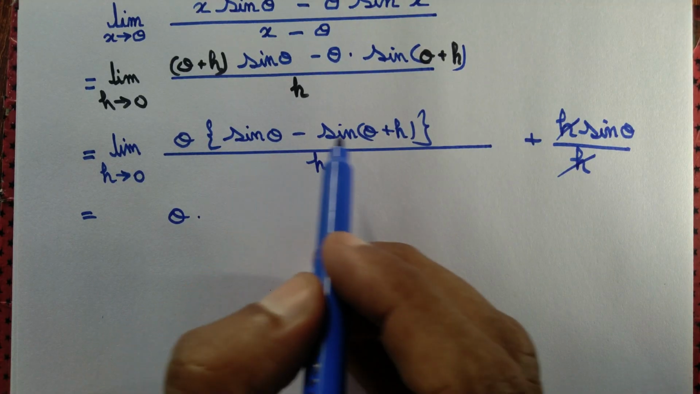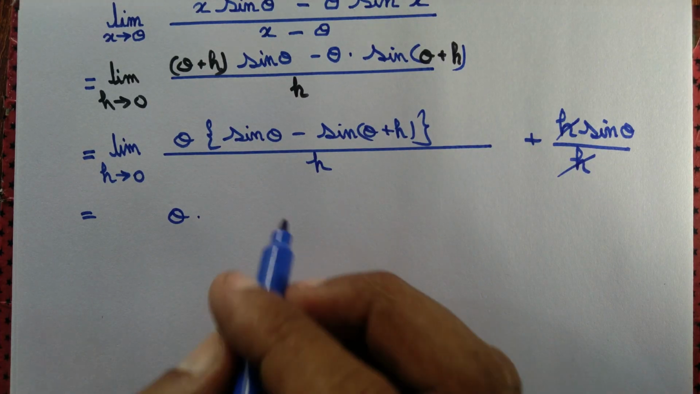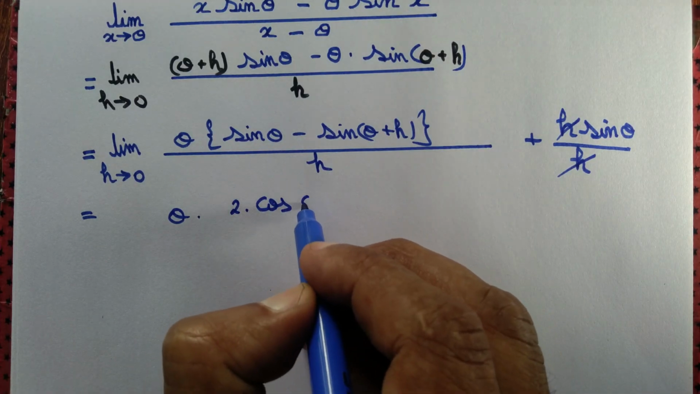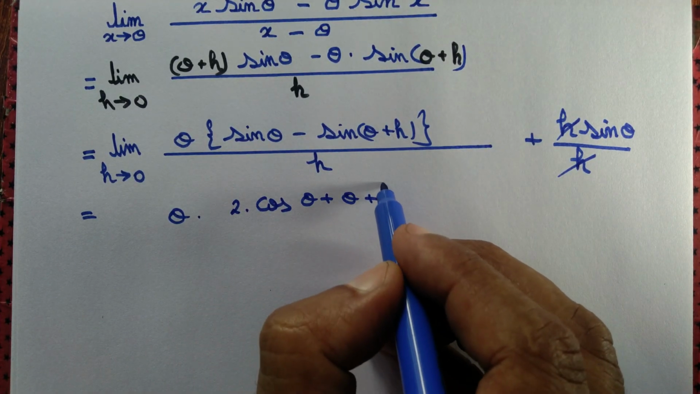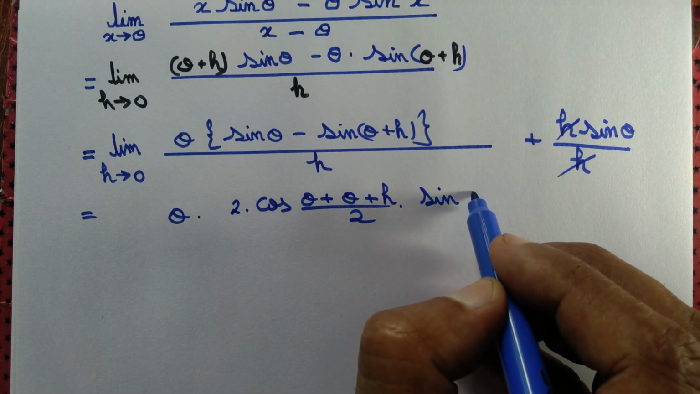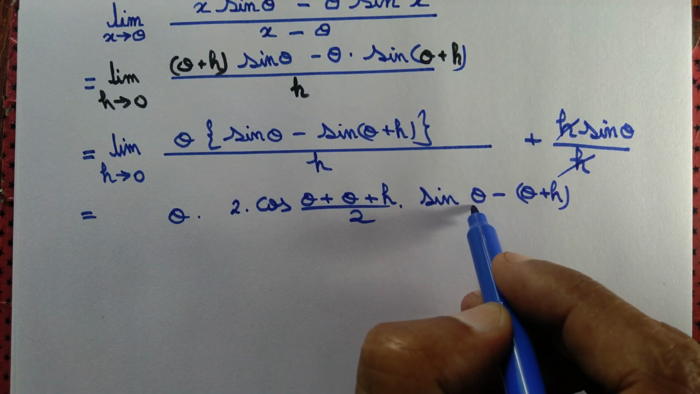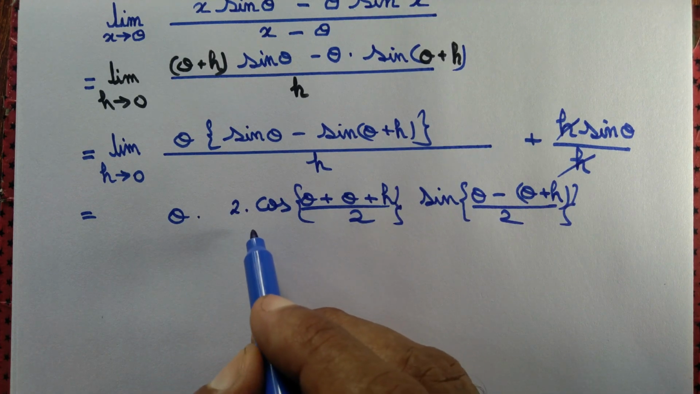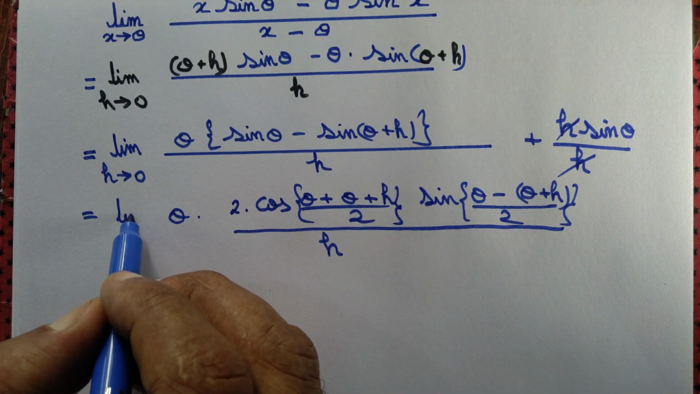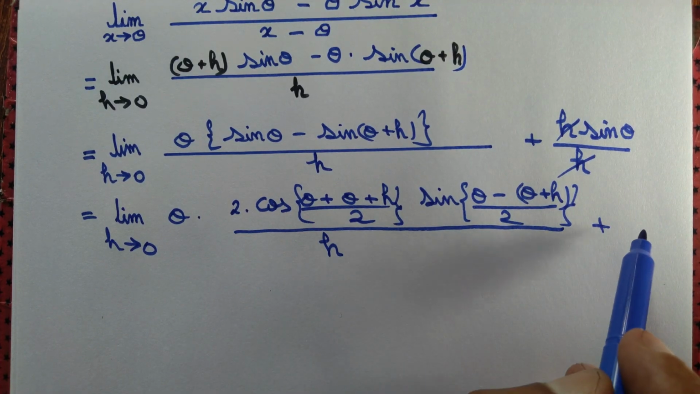How about sin theta minus sin of theta plus h? This is an expression of the type sin c minus sin d, that's equal to 2 cos of (c plus d) by 2, so (theta plus h) by 2, and then sin of (c minus d) by 2, so (theta minus theta plus h) by 2. Rest of the expression we can copy as it is. Divided by h, limit h tends to 0. And then just sin theta.